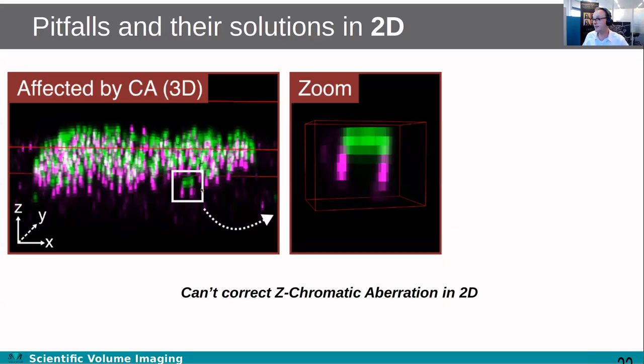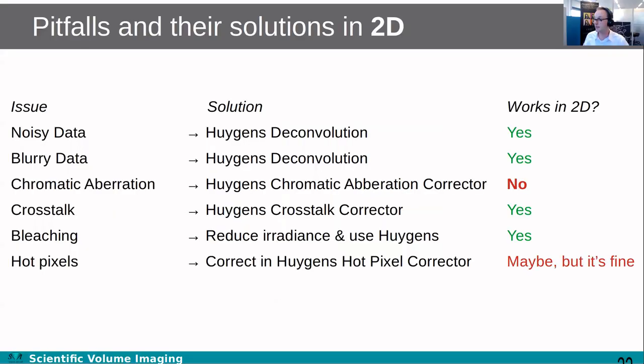So if you have that, then you might want to consider trying to correct for it, or at least check if you have a chromatic shift in Z before you acquire your data. Shift in XY is not a problem, so only Z you want to be aware of. The other issues are essentially fine. Crosstalk, noisy data, blurry data, bleaching, hot pixels, all of them are not a problem. And the analysis is not a problem as well.